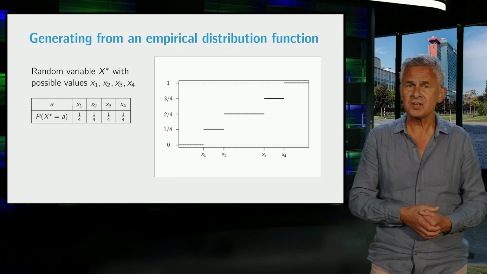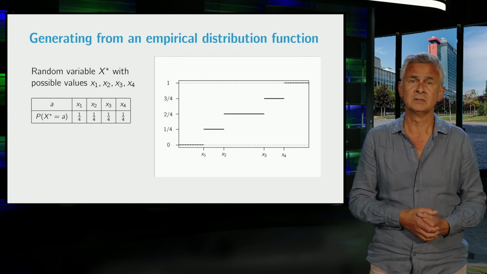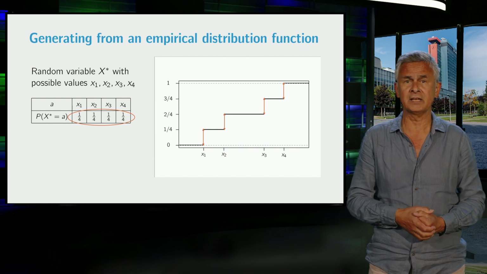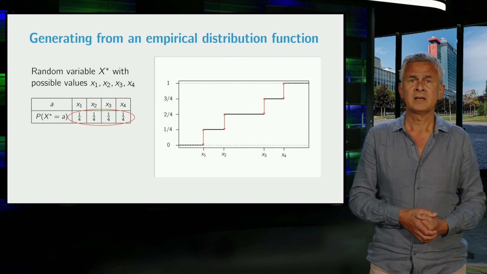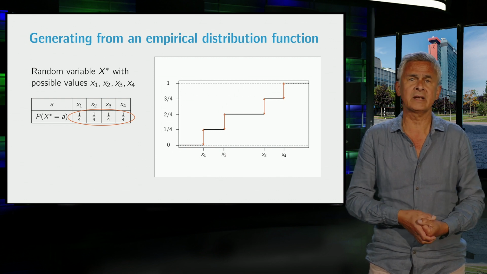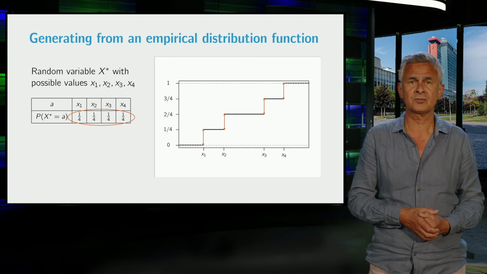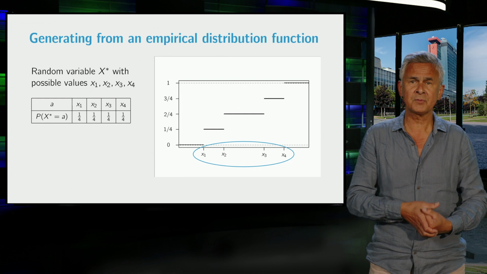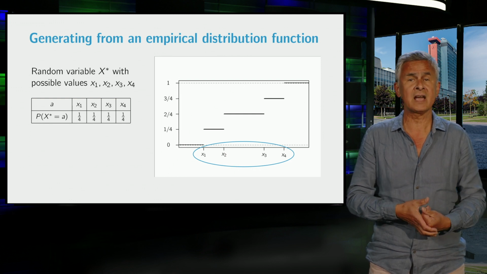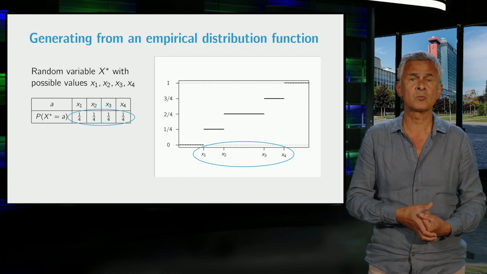It looks almost the same as the previous graph. It lies between 0 and 1, and it has a jump of 1/4 at each element of the data set. Now, if this was the distribution function of some discrete random variable, X star, then in the same way as in the previous case, we can extract from the graph that X star has as possible values the elements of the data set, with equal probabilities 1/4.